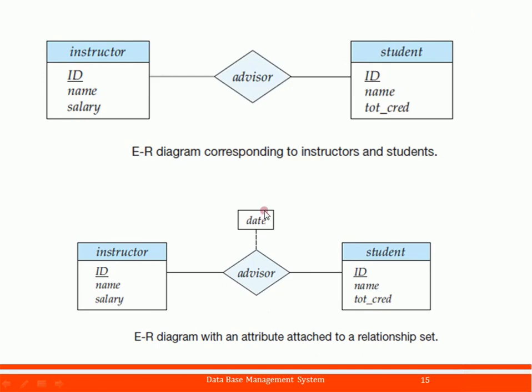Here you have an attribute which is associated with the relationship set. So this date is associated with the relationship advisor, the date on which the instructor and the student are associated. So that is indicated with the attribute for the relationship set. This is not only for the instructor or the student. This is for the relation.